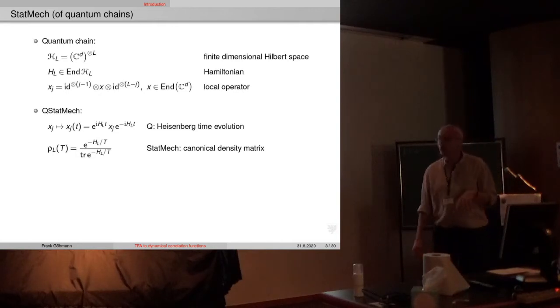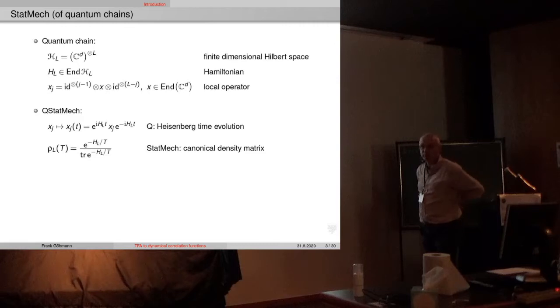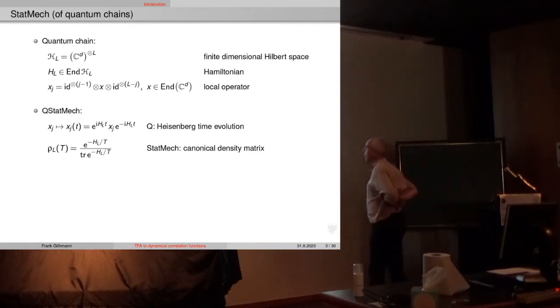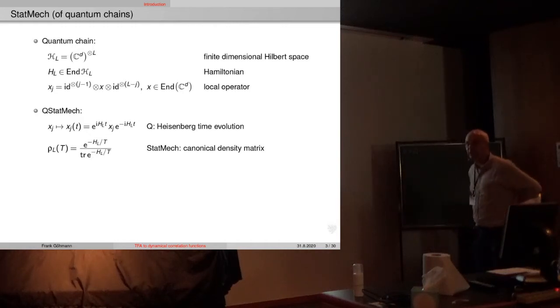And so I'm doing quantum statistical mechanics. Quantum means I'm using Heisenberg time evolution. This is important. And statistical mechanics means that we are calculating correlation functions by doing averages with a density matrix. The basic one, in my understanding, is the canonical density matrix, the density matrix of the canonical ensemble, the Gibbs ensemble. But nowadays people are interested in non-equilibrium, and then different density matrices occur.